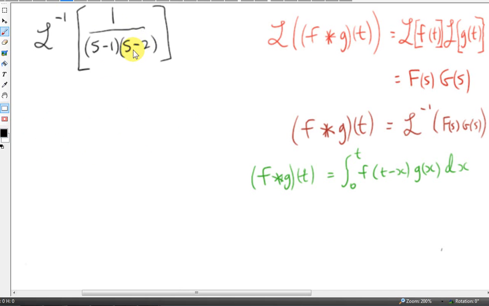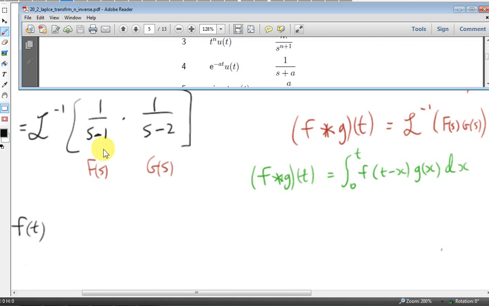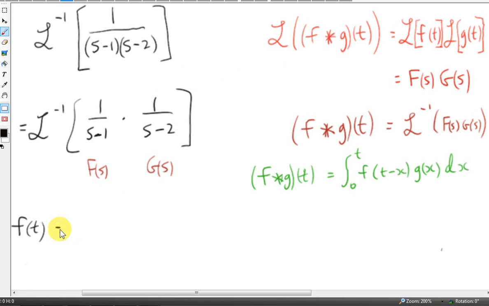Let's take another example. We can write this function here as 1 over s minus 1 times 1 over s minus 2. So this function here is F(s), and this function here we can call G(s). So little f of t is the inverse transform of 1 over s minus 1. So we look this up here. It's got the form 1 over s plus a if we set a equal to -1. So we put -1 in here, we get e to the minus 1t. That's e to the plus t.